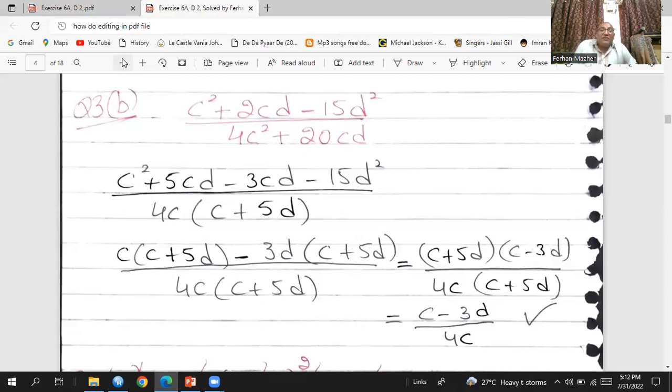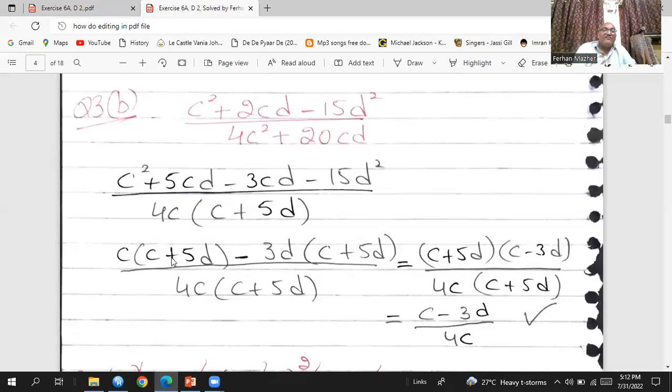And from the numerator, from the first two terms, I can take c common. So in the bracket, you are left with the c plus 5d. And in the last two terms, I have taken minus 3d common. So in the bracket, you are left with the c plus 5d. And downstairs is the same thing.